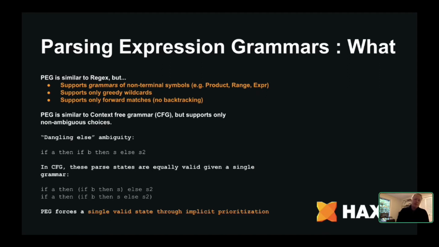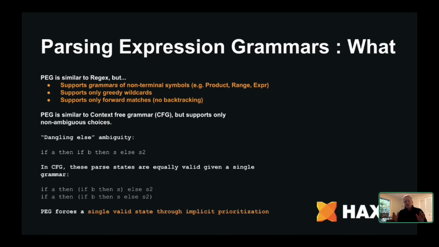One example of that is called the dangling else ambiguity, where you've got if A, then if B, then S, else S2. In a context-free grammar, there are two valid states that you could build from that. But PEG doesn't permit that. It basically always defaults to the first one it can solve, through what's called implicit prioritization.